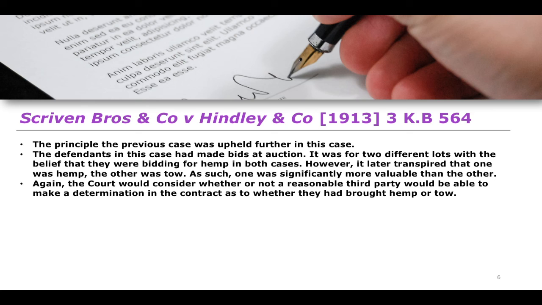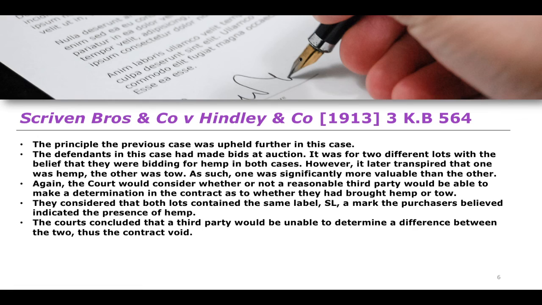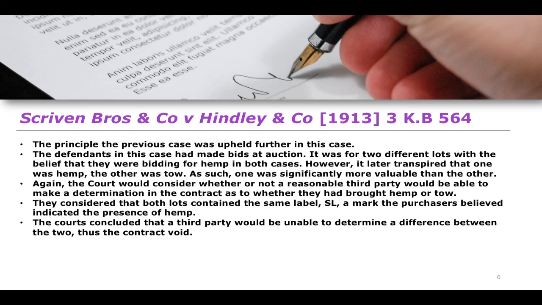Again, the court would have to consider whether a reasonable neutral third party would be able to make a determination in the contract as to whether they had bought hemp or tow, whether a distinction could be made that is able to delineate which lot was which. They considered that both lots contained the same label, SL, which was a mark the purchasers believed indicated the presence of hemp. The courts concluded that a third party would therefore be unable to determine the difference between these two lots within the contract, and so, just like in the previous case, the contract was void on the basis of mutual mistake.